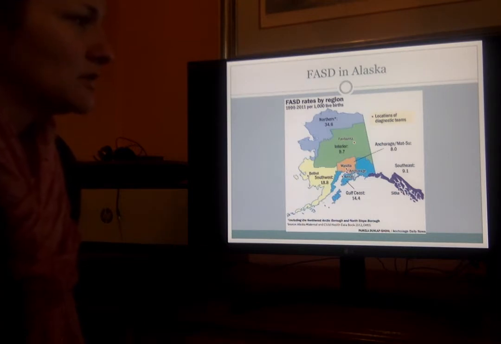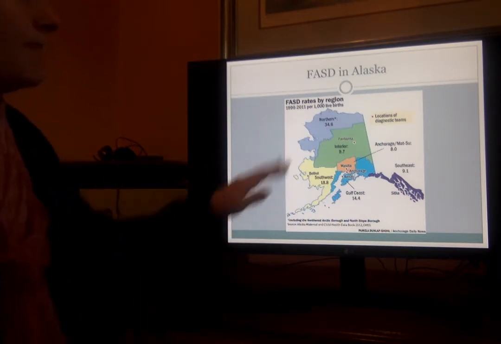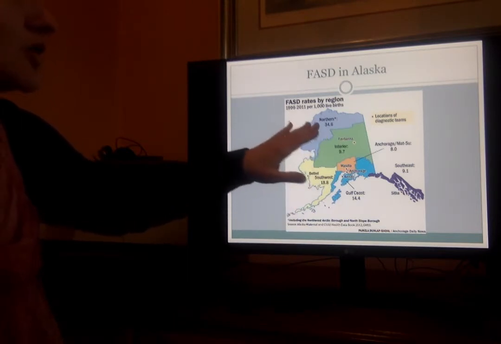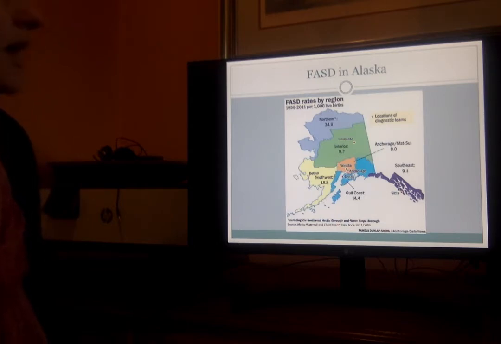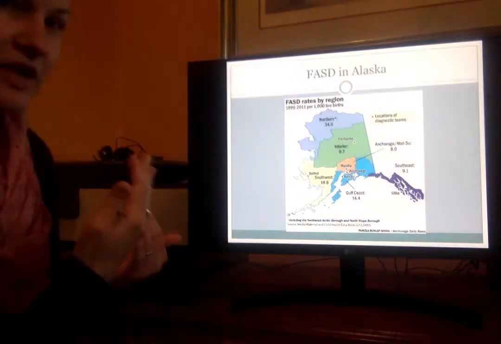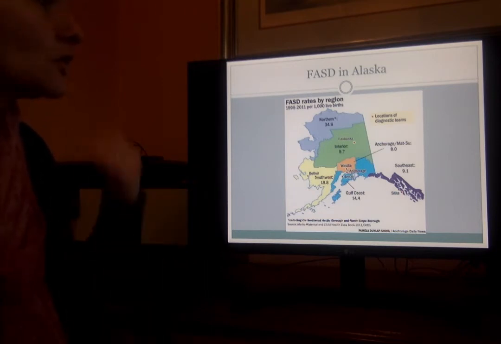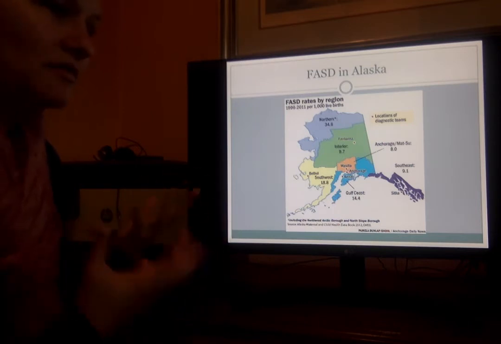And really those numbers are pretty unprecedented anywhere else in the United States. Those are profound. Each one of those numbers represents a child who will be impacted for the rest of their life by their mother's alcohol consumption when they were developing. It is important to remember that fetal alcohol spectrum disorder is a spectrum. There are some children who are greatly impacted by it, and there are also children who are not impacted by it very much at all.